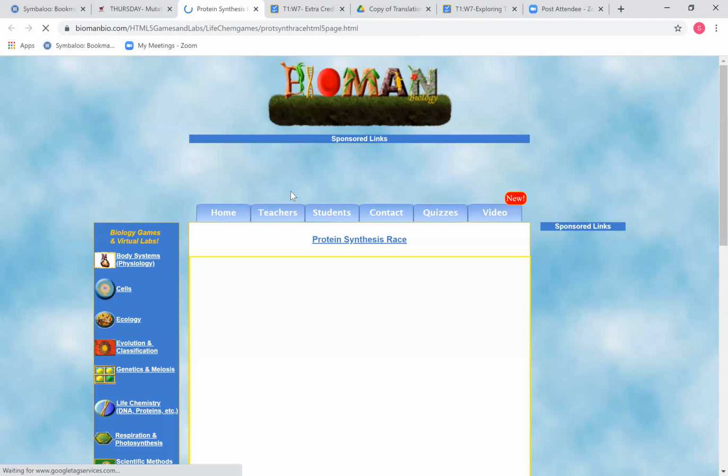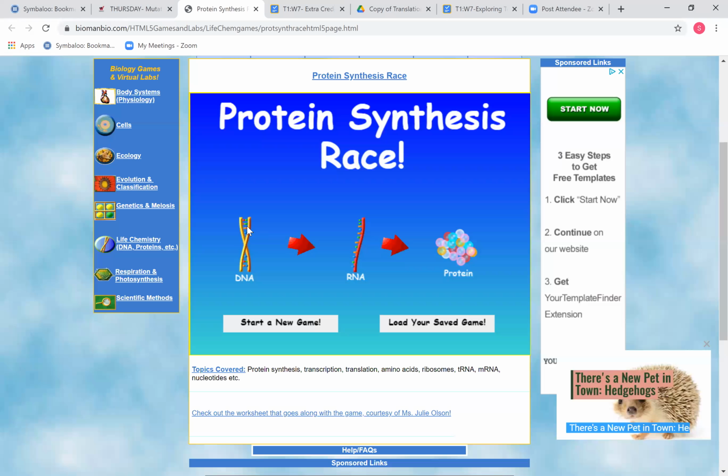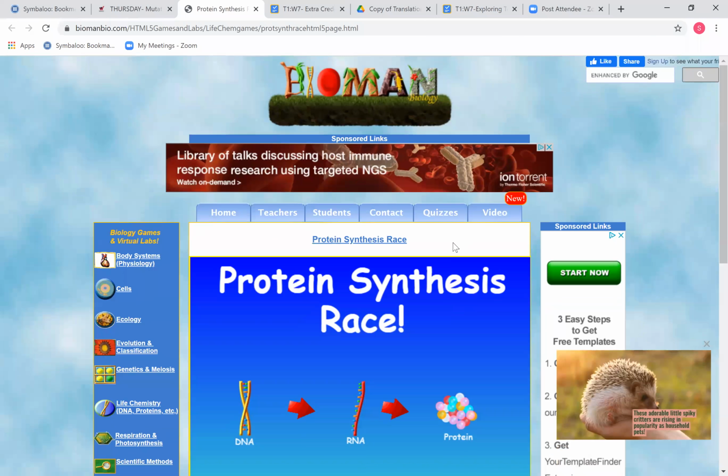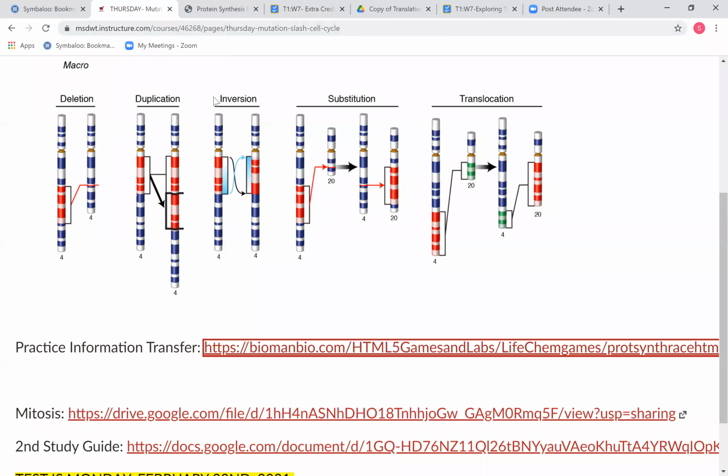Here is a practice game. It'll take you through: you make your DNA strand, then you make an RNA strand, and then you make a protein. It kind of goes through the whole process of protein synthesis that we've talked about. There's even a portion on here where you can do mutations as practice.